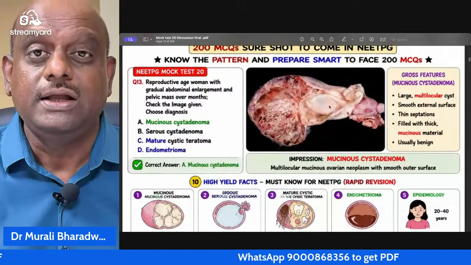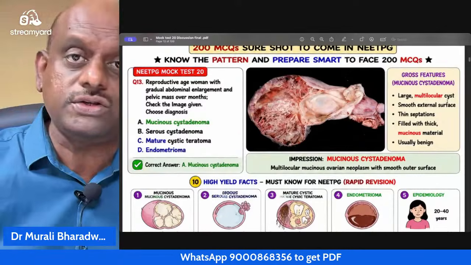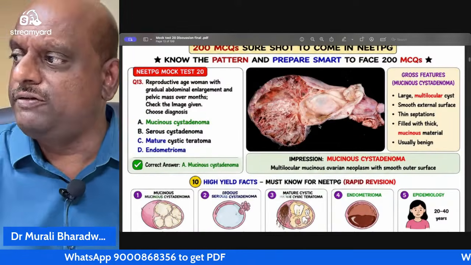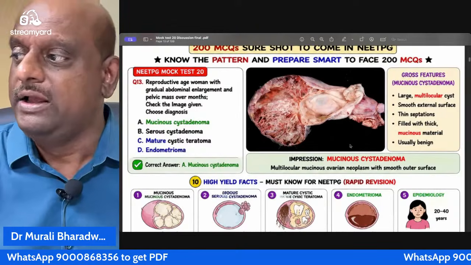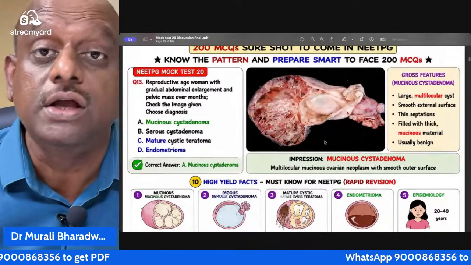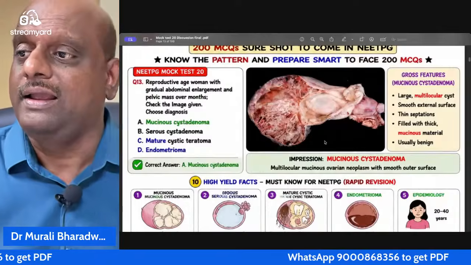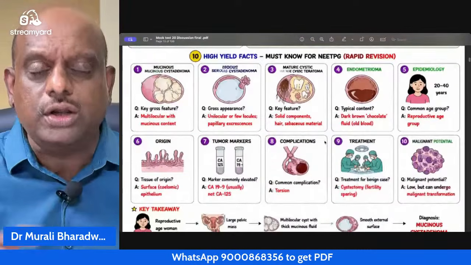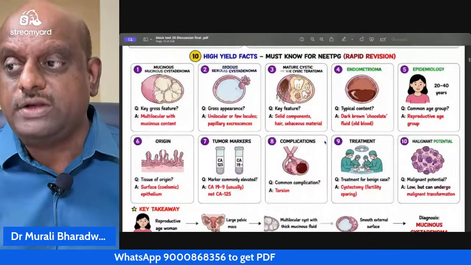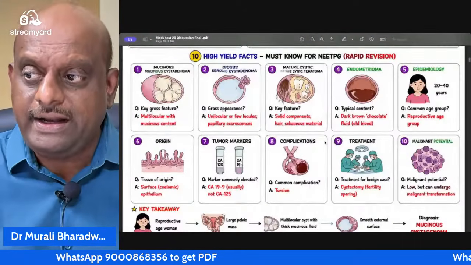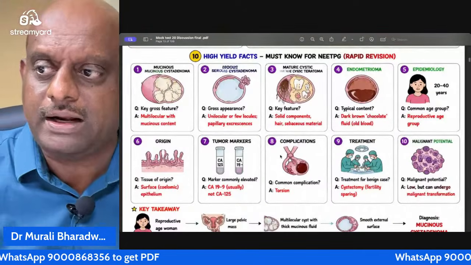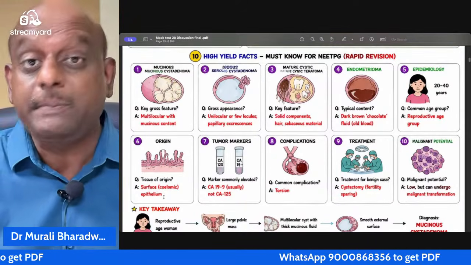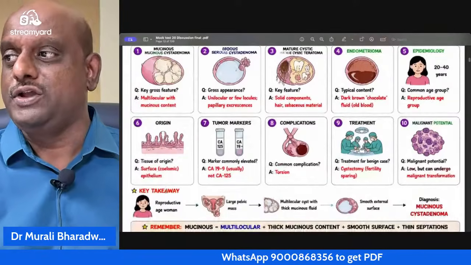Looking at the image, large multilocular cyst with smooth external surface, thin septations filled with thick mucinous material, usually benign. Mucinous cystadenoma is what you need to basically remember. So it has got solid components, hair, sebaceous material. CA19-9 is the tumor marker, and typically it originates from surface epithelium, coelomic epithelium.